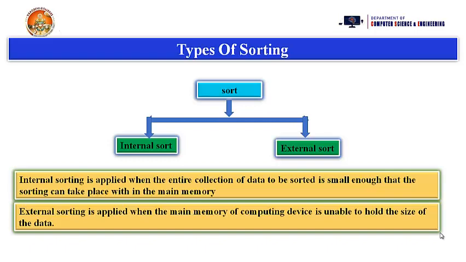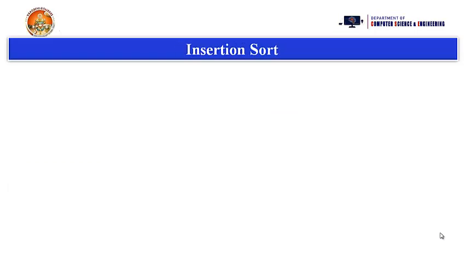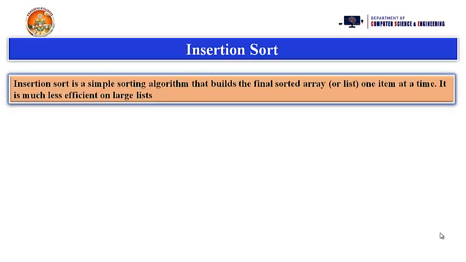We have a number of sorting techniques here like selection sort, insertion sort, bubble sort, quick sort, heap sort, merge sort, and like this we have a number of sorting techniques. Here we are going to discuss insertion sort. So what is insertion sort? Insertion sort is a simple sorting algorithm that builds the final sorted array or list one item at a time. It is much less efficient on large lists.